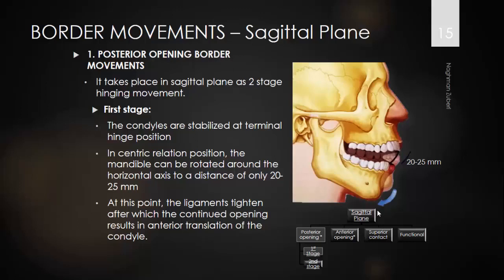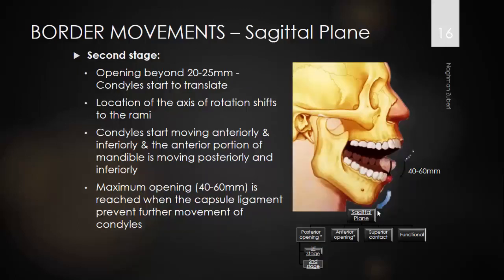Then stage 2 opening starts, and that is beyond 20 to 25 millimeter. Condyles, they start to translate over here. Location of the axis of rotation shifts to the rami. And condyles, they start moving anteriorly and inferiorly, and the anterior portion of mandible is moving posteriorly and inferiorly.